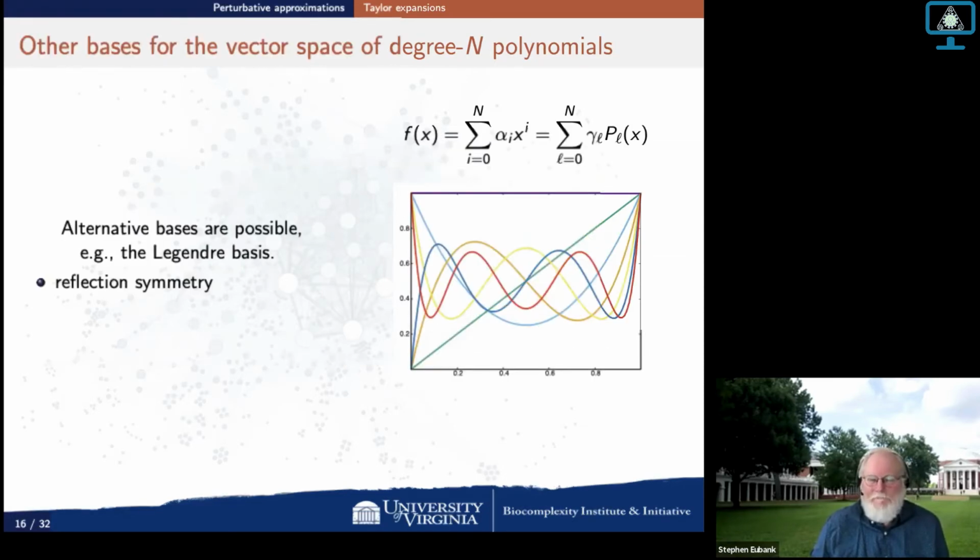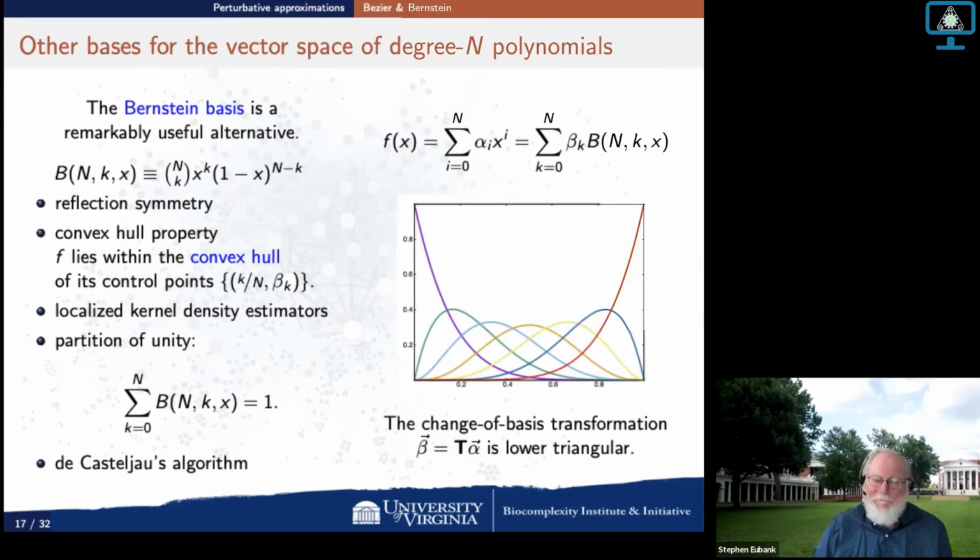Now, there are other bases that are possible for this vector space. So this is the Legendre basis. It's nice because the basis functions exhibit this symmetry that makes it very interesting to use. However, the one I really like, the Bernstein basis, is a remarkably useful alternative. So these are the basis functions in the Bernstein basis. This is the expression of some function of x in the Bernstein basis.